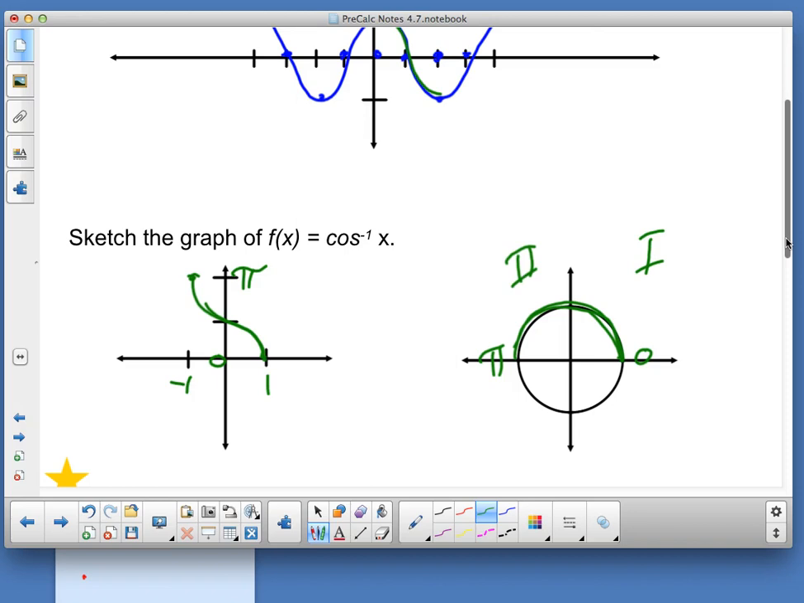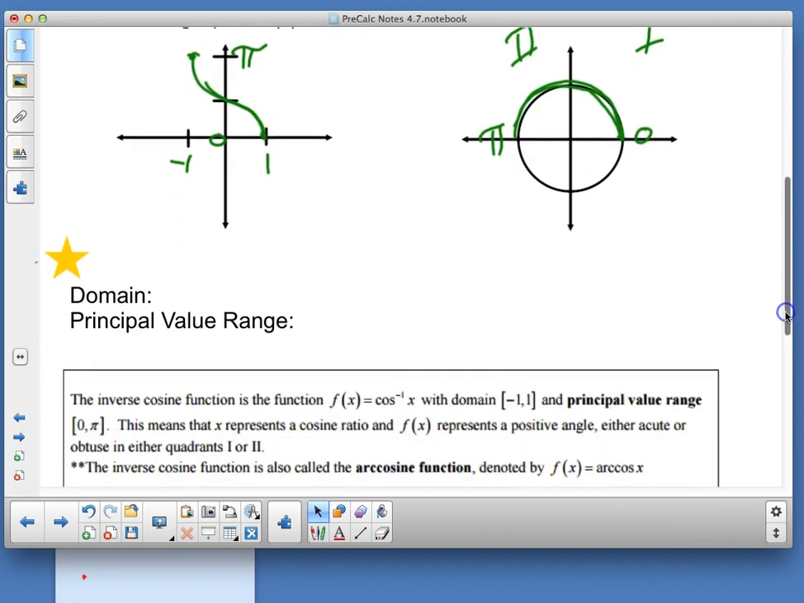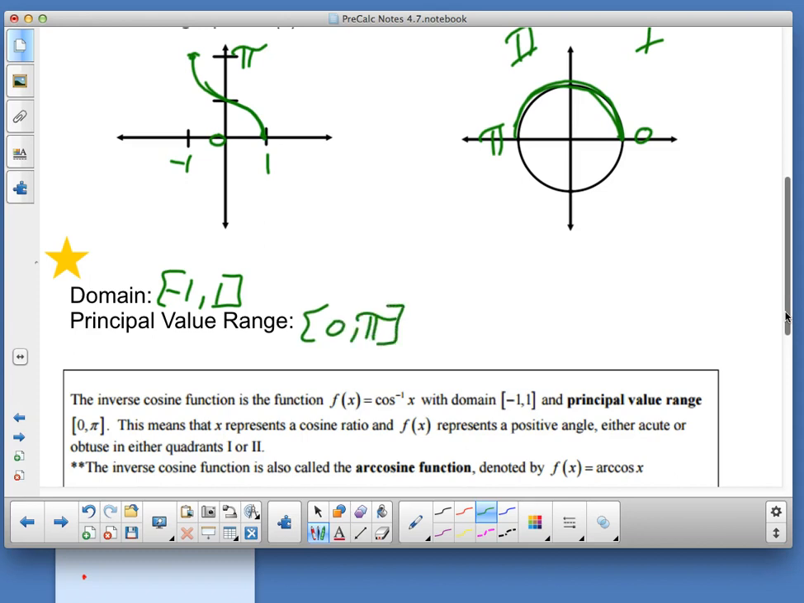And again, for cosine, we're doing something extremely similar. We got our domain, between -1 and 1. Our principal value range is between 0 and pi. And I would like to make sure that you see that y equals cosine, the inverse, the inverse you learned when you were in geometry, now becomes arc cosine x. They are the same. Arc cosine x is inverse cosine.